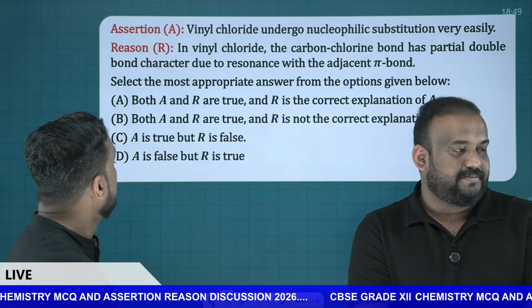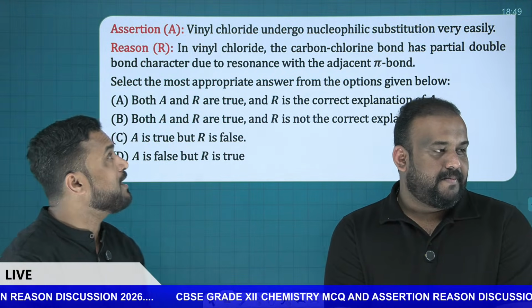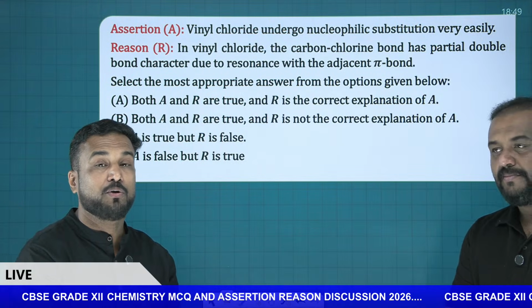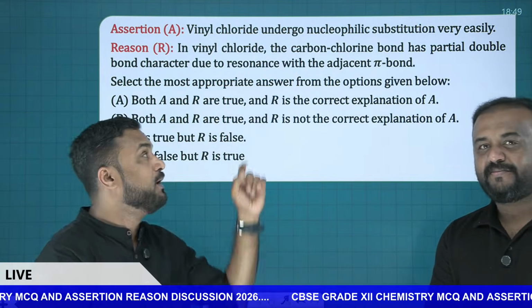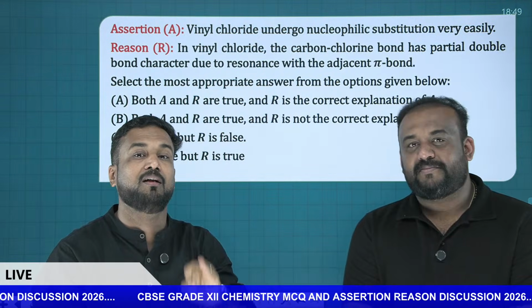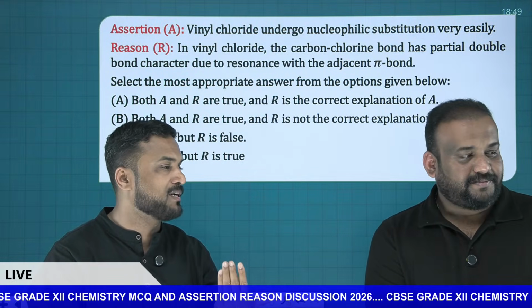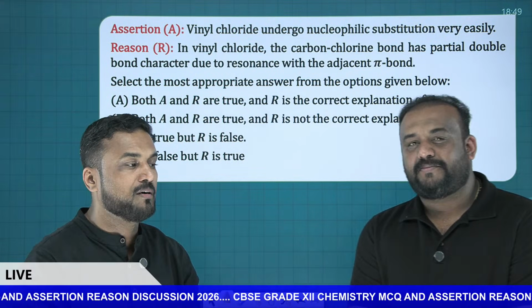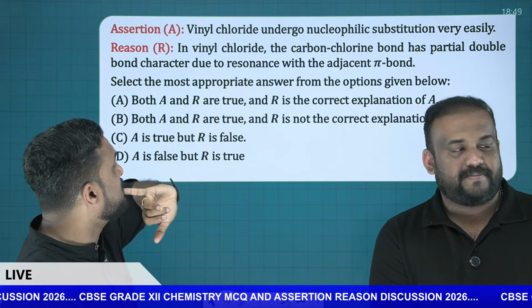Next, again an assertion-reason type of question. Read the question carefully. Vinyl chloride undergoes nucleophilic substitution very easily. Don't get confused, read the question carefully. You should have an idea which one is vinyl, which one is allyl, which one is benzylic, and aryl also. In MCQs they also ask, which among the following is an allylic halide? Find the allylic one. So, vinyl chloride undergoes nucleophilic substitution very easily.